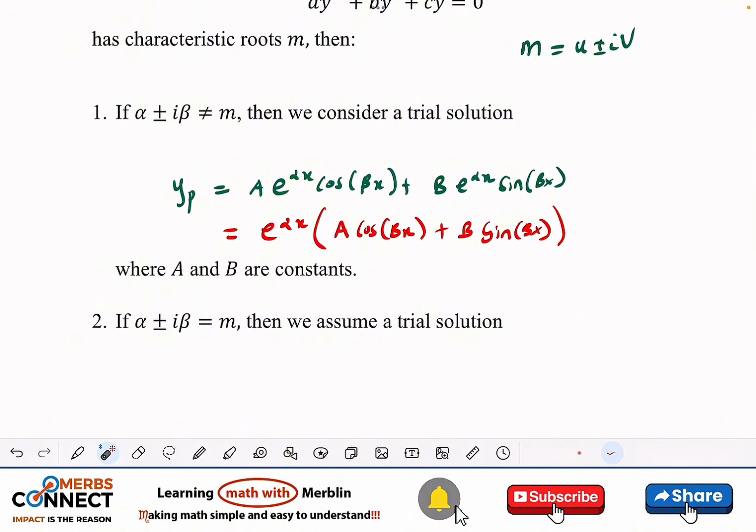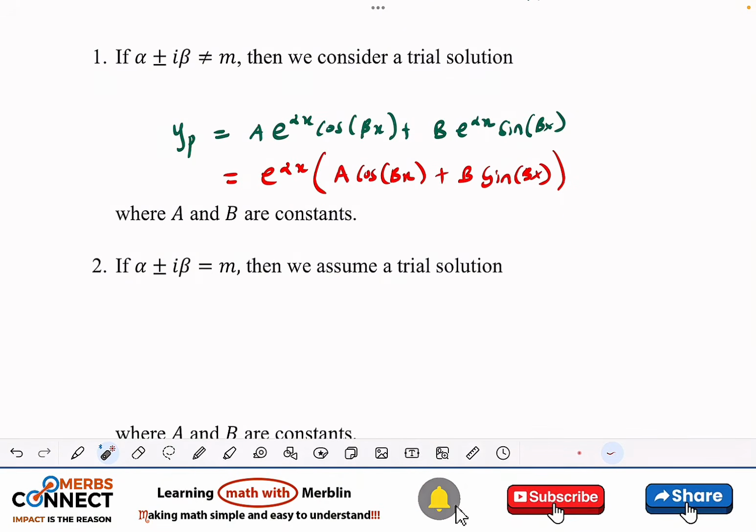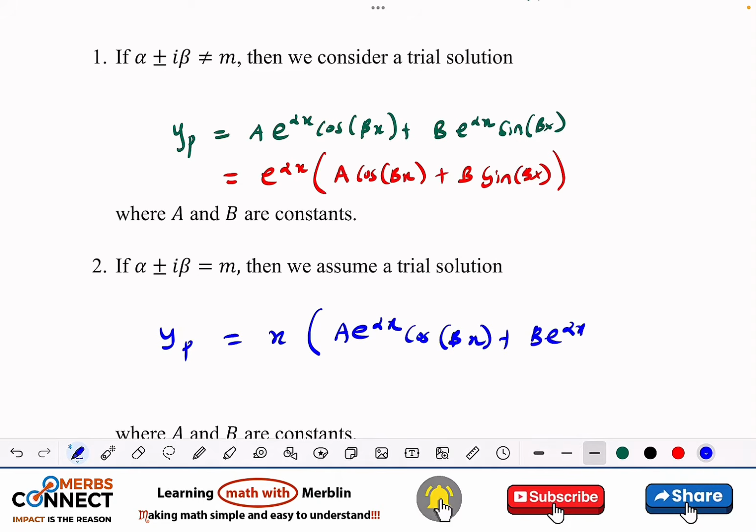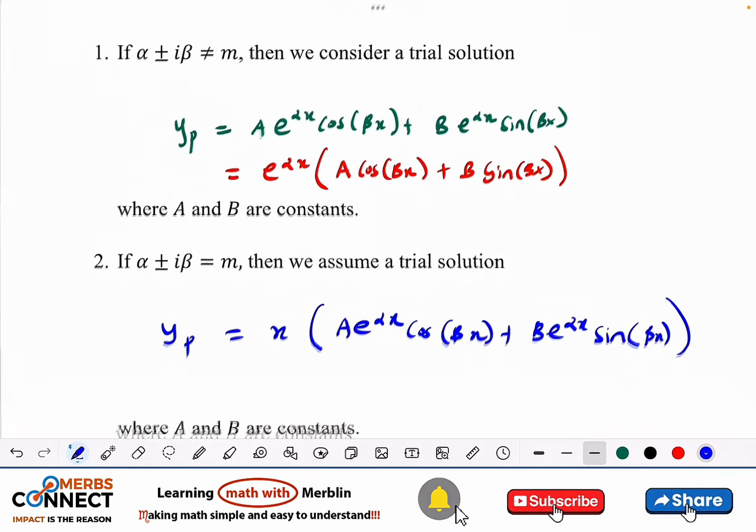Then we are going to assume when they are the same, right? Alpha is the same as mu and beta is the same as v. Now what we just need to do is multiply by x, and then you are done. So I'm just going to have my trial solution to be x times a e to the power alpha x cos beta x plus b e to the power alpha x sine beta x. This will be the trial solution.